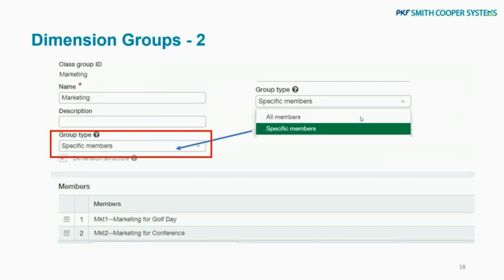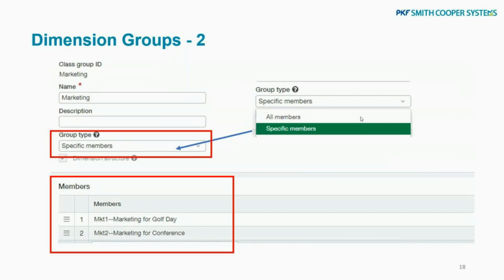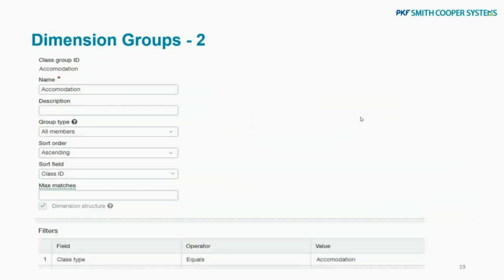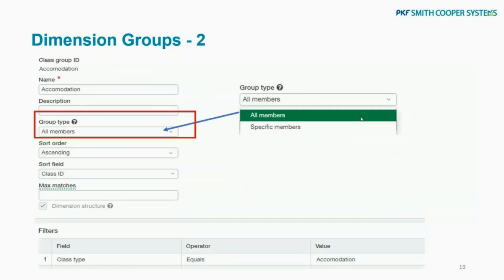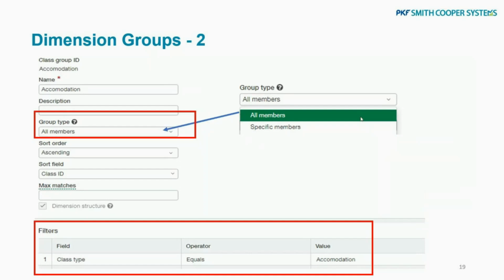a group type. In this case, I've set up a group type called specific members, and I've chosen 2 members, so 2 different classes to include in this group type. More commonly, and probably preferably, I would suggest using the class type all members. And the reason for this is that if you set the group type to all members, every time I add a new class into the system, if the class meets those requirements, so there's our class type custom field that I set up earlier. If the class type is accommodation, that class will automatically be added to this dimension group.